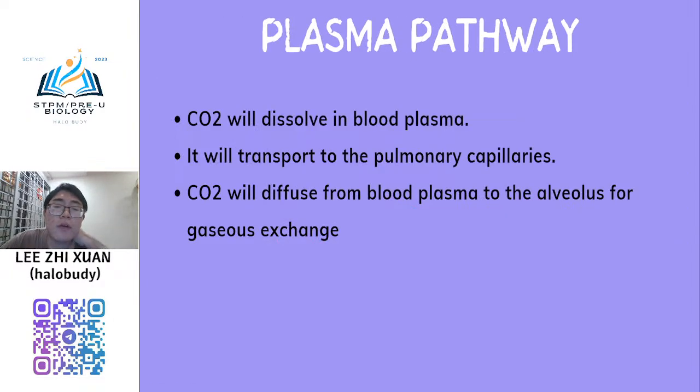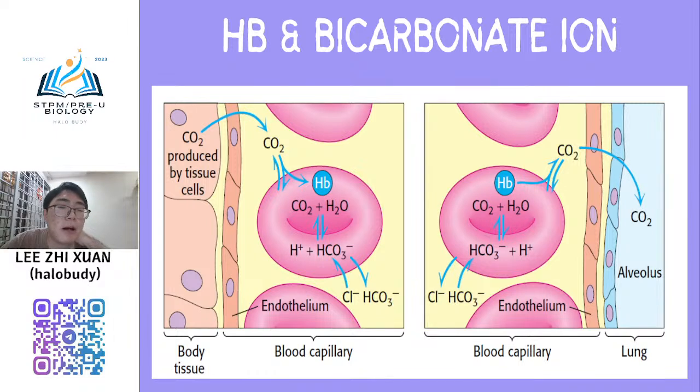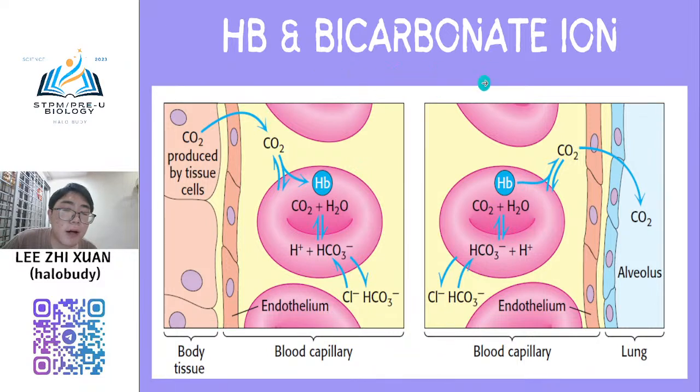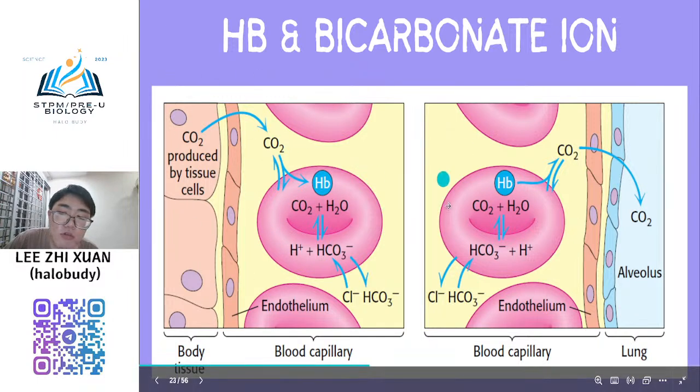The most complicated and most important pathway is the hemoglobin and bicarbonate ion pathway, or what we call the bicarbonate ion pathway. This is the most important pathway for carbon dioxide. So you see this diagram. The diagram shows the body tissue, and the right hand side is the lung.